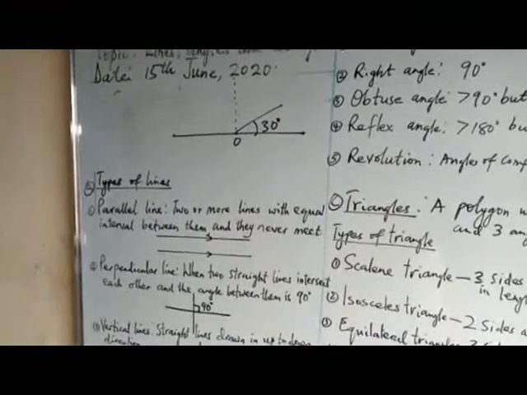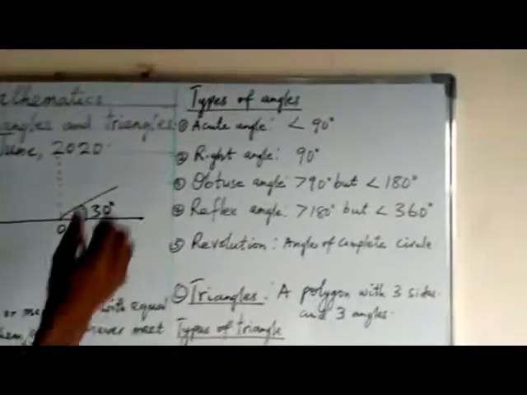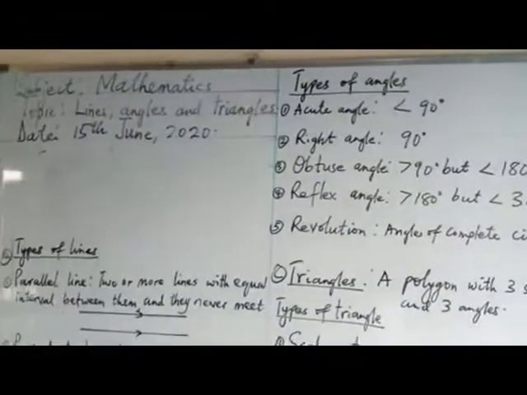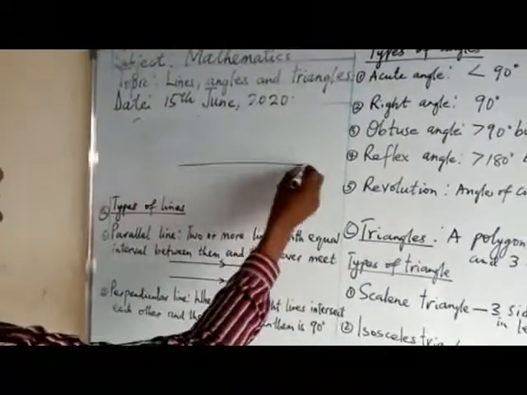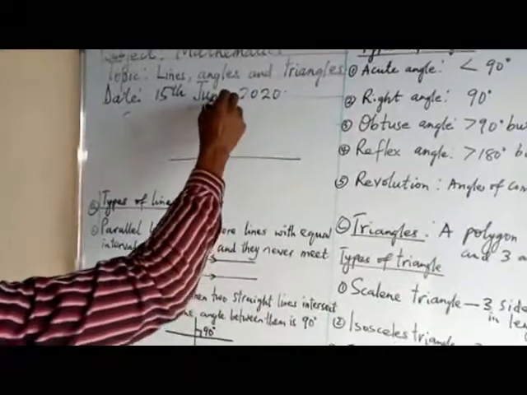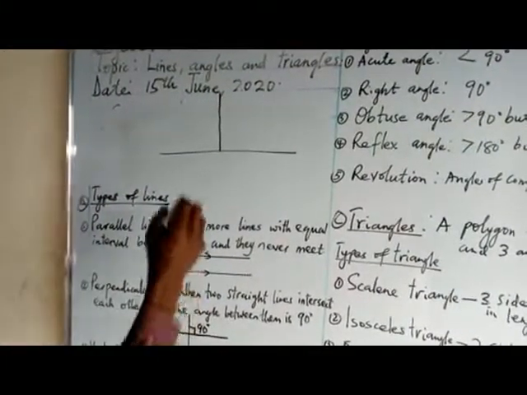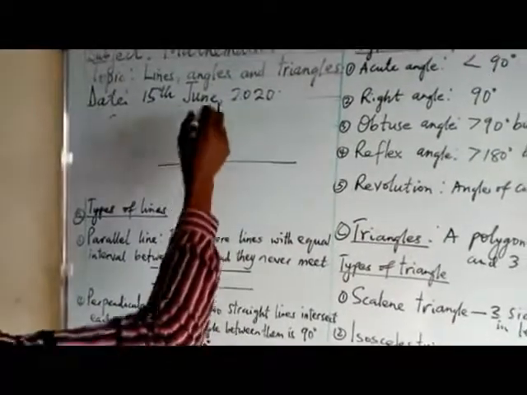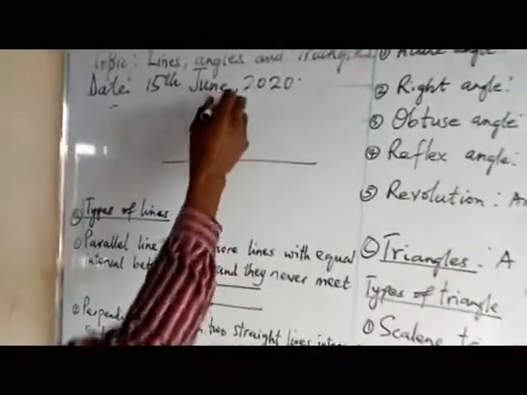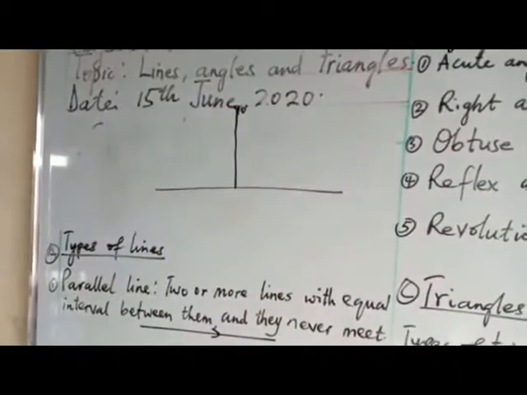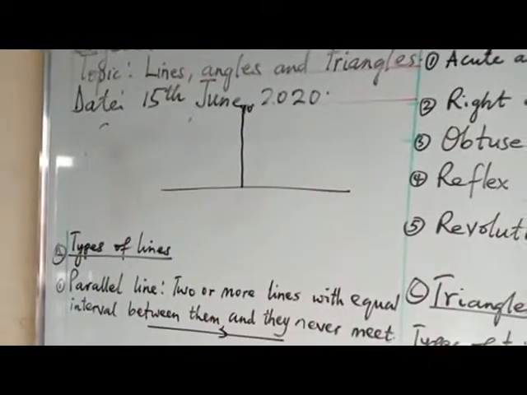Then the next type of angle we're going to look at is number 2, which is the right angle. And the right angle is always equal to 90 degrees. So let's assume that this is our straight line. If we use the protractor, as I said earlier, you place your protractor here, you're going to see that this place is going to be 90 degrees. So any angle that is equal to 90 degrees is called a right angle.